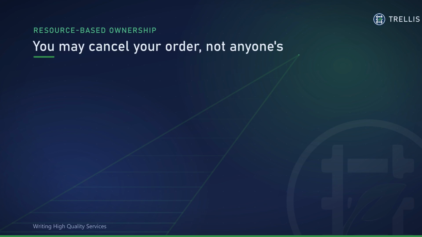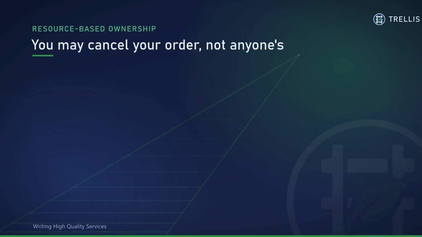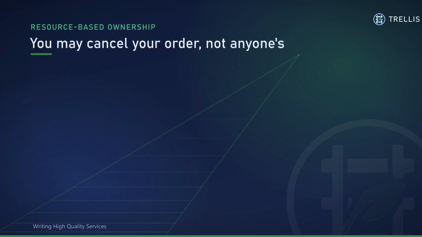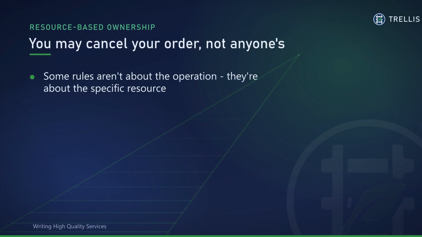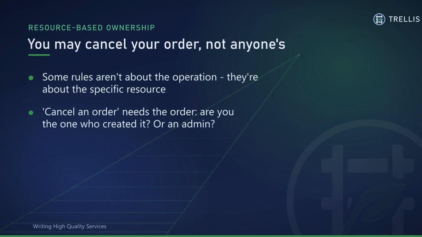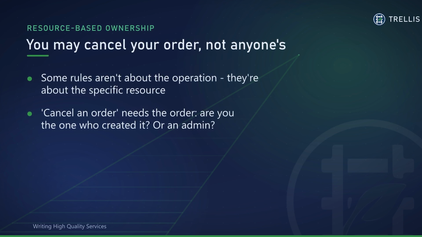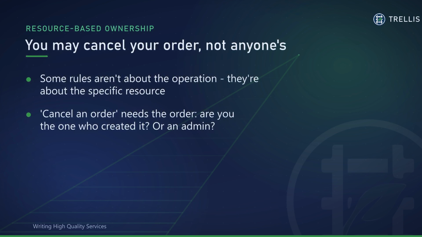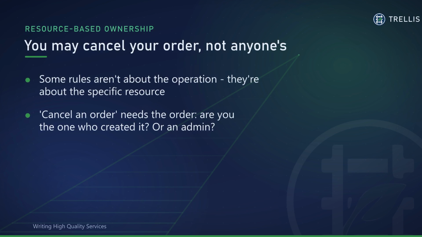Consider cancel. Holding orders:cancel can't mean you may cancel everyone's order. It means you may cancel your own. That answer doesn't depend only on who you are. It depends on which order this is. That's resource-based authorization, sometimes called attribute-based. The rule reads the resource. Are you the actor who created this order? If not, do you hold the admin permission that lets you act on anyone's? Because it needs the actual order in hand.